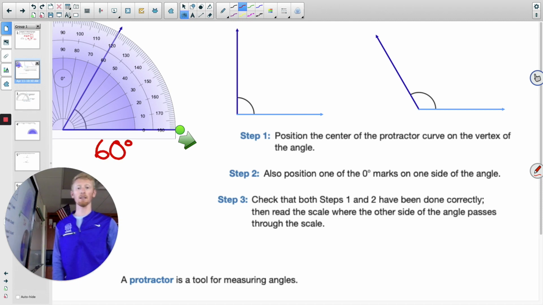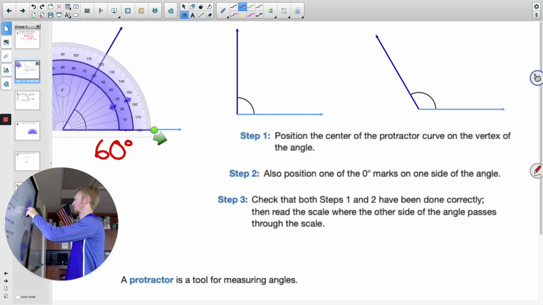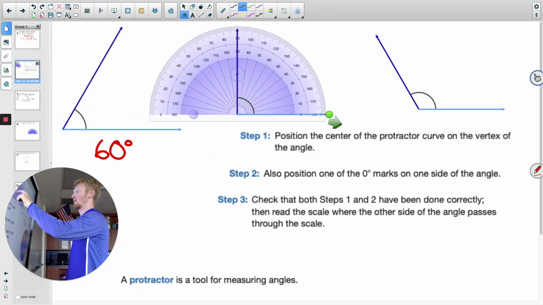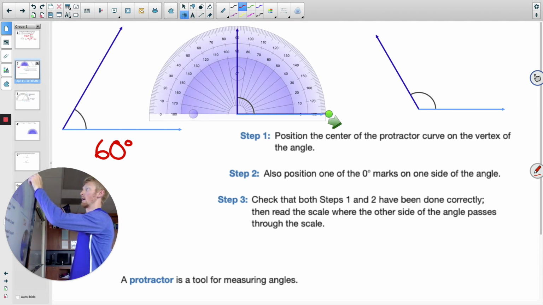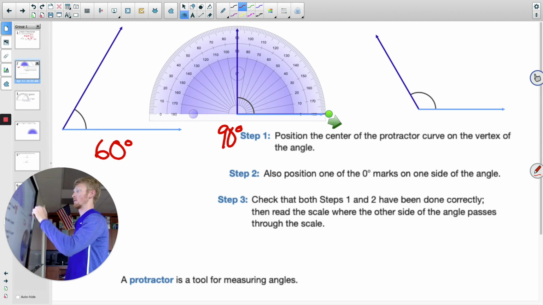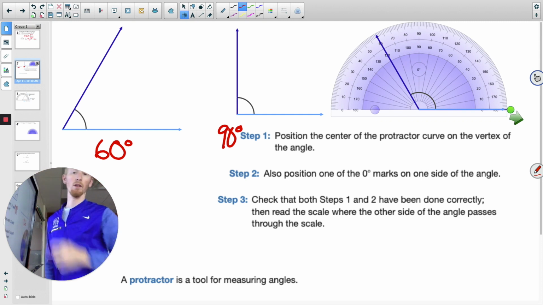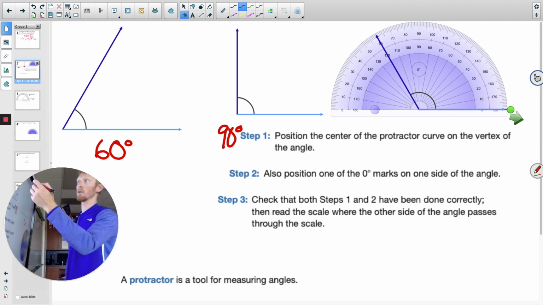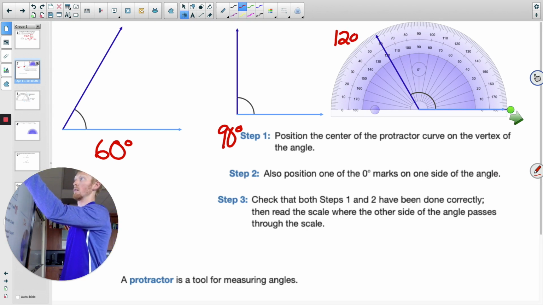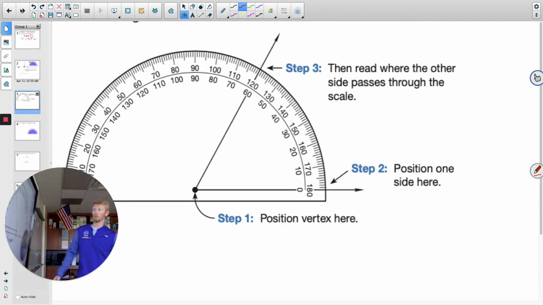And then I do the same for the next 2 ones. If I take this and line it up, step 1 and 2 are good, and it shows 90 degrees. So I know that this one is 90 degrees. And if I go to my last one, line it up, this one also lines up at 60 and 120. So I know that this is greater than 90, and so I know that this would be 120 degrees. All right. So here's reviewing the 3 steps. So you just position that on the vertex, make sure that it goes through the 0, and then you see where the other end comes out.